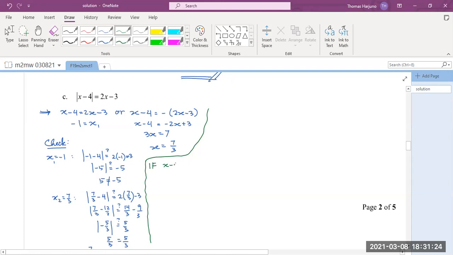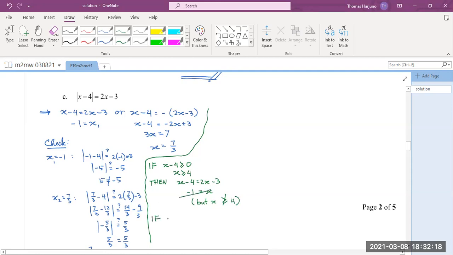If x minus 4 is non-negative, in other words, x is greater than or equal to 4, then the absolute of x minus 4 becomes just x minus 4. Is it right? Okay, and then when we solve this, I get x equals negative 1. But x is not greater than or equal to 4. So we crossed it out.